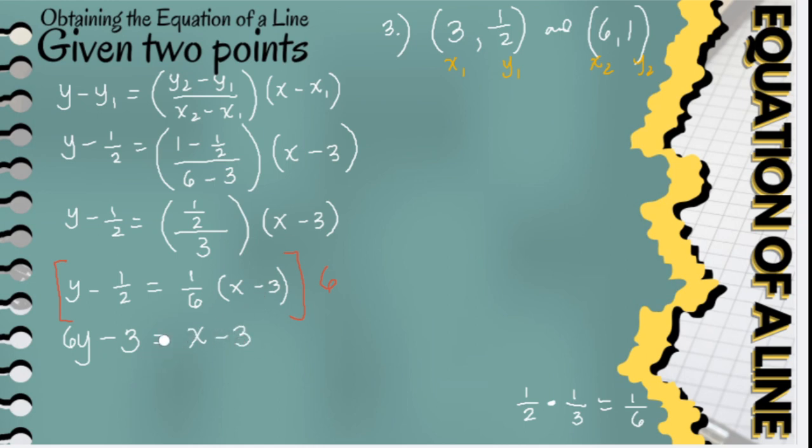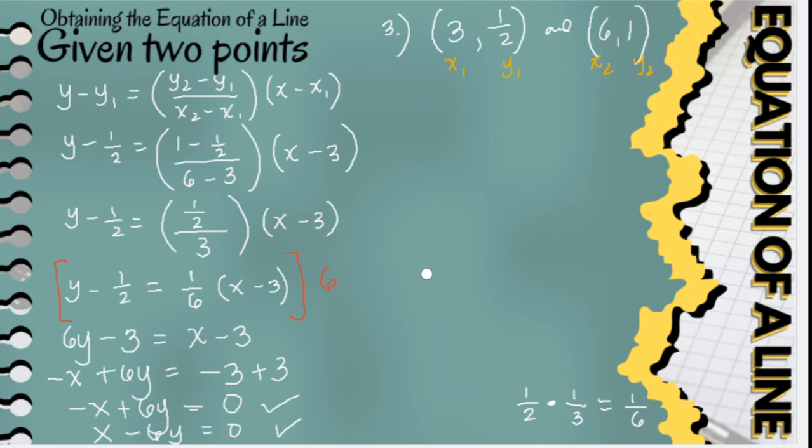Okay? And then, using addition property of equality, we have negative x here, and then plus 6y is equal to negative 3, and then this will become positive 3. So that's negative x plus 6y is equal to 0 na yon, diba? Or we can have an equivalent equation, x minus 6y is equal to 0. So kahit alin dito sa dalawa ay tama. Okay? So that's it.